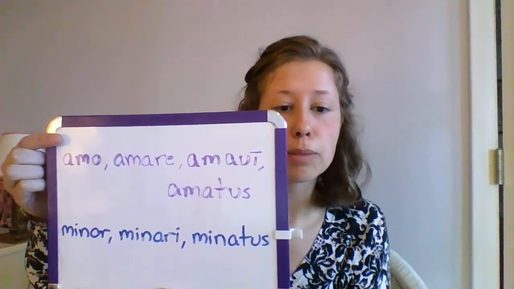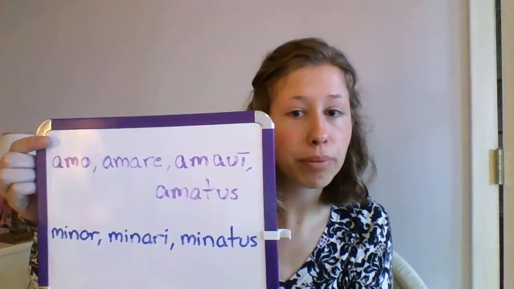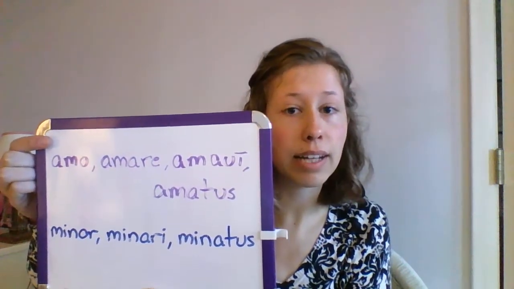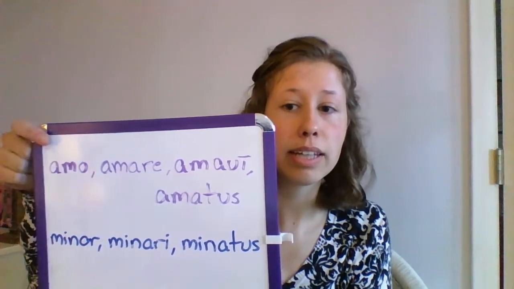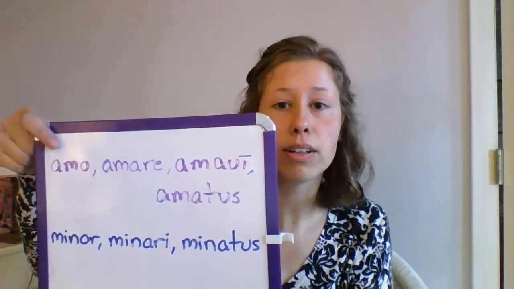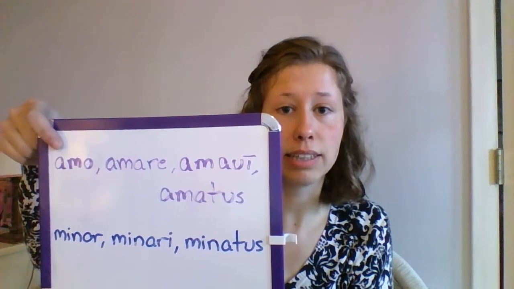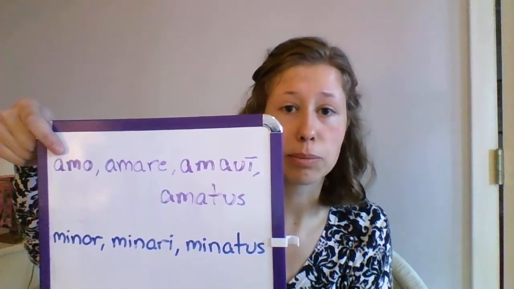So the first principal part is always used for the present, both indicative and subjunctive. It's used for the imperative, the future tense, and also the imperfect tense in the indicative. So that's what the first principal part is used for.